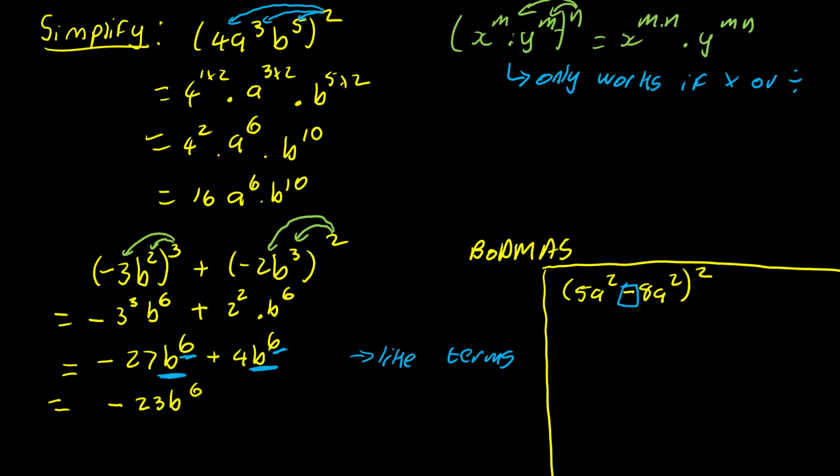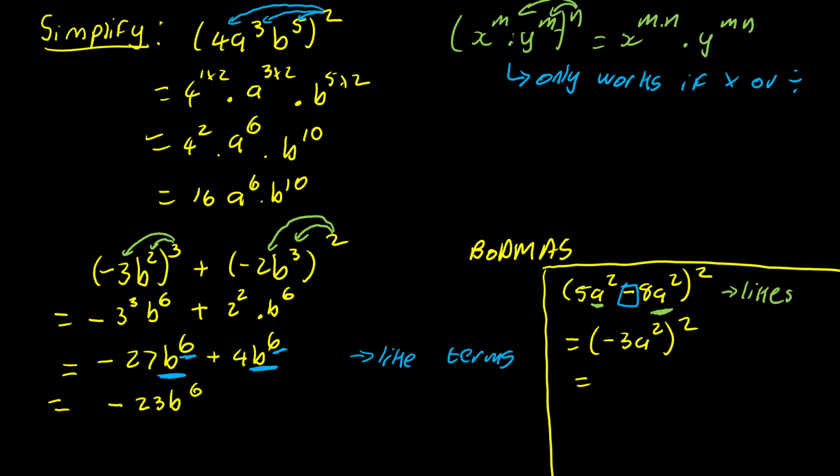So that means we first need to see if we can simplify what's inside of the brackets. If we quickly take a look inside the brackets, we have a to the power of 2 and a to the power of 2, meaning again we have like terms. And because they are like terms, we know we can add them. So 5 minus 8, that's going to give me minus 3a to the power of 2, all to the power of 2. And now it is safe for us to use the exponential law, because now everything inside of the bracket is just multiplying.